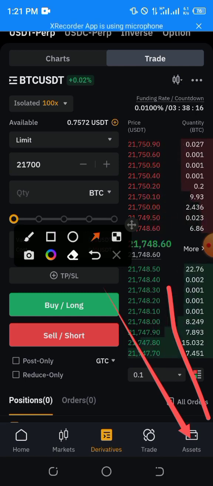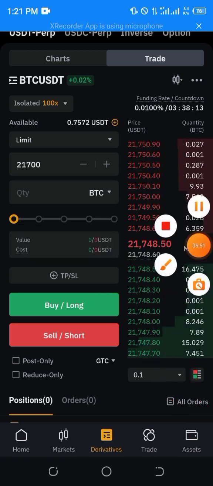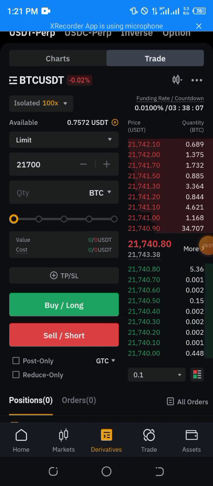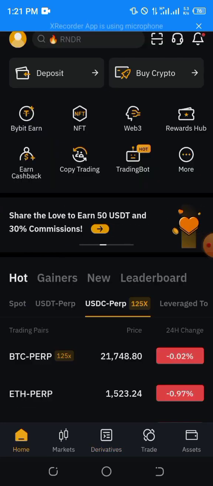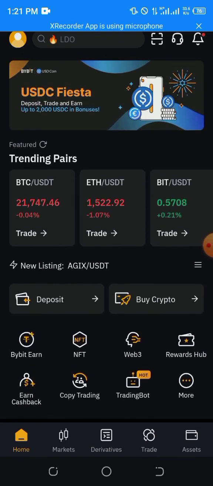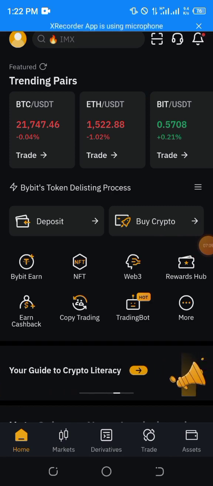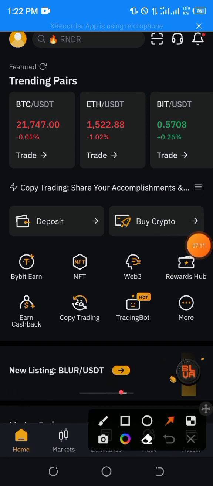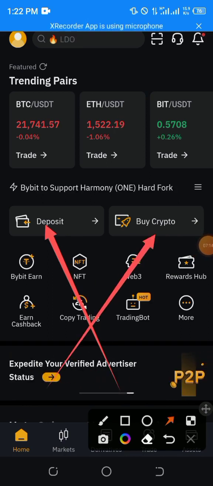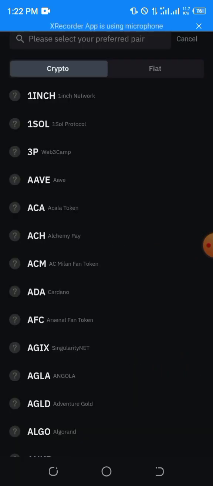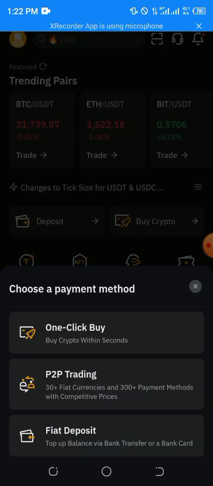There are two ways to fund your Bybit. You can go through assets or you can go to home. From home, you're going to see buy crypto or deposit crypto. We have deposits and then we have buy crypto. So you could either go to deposits and then choose the coin you want to deposit, and then you go ahead, or you can use buy crypto.